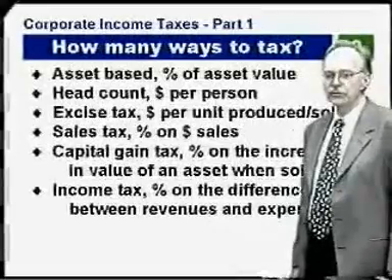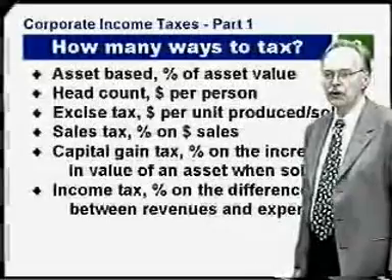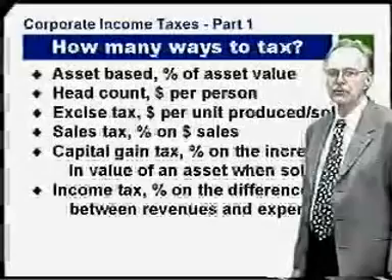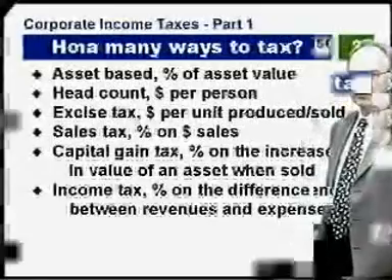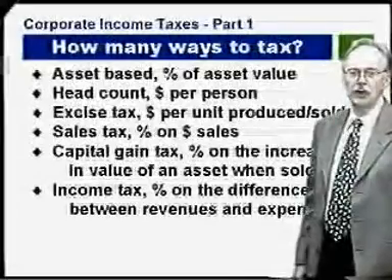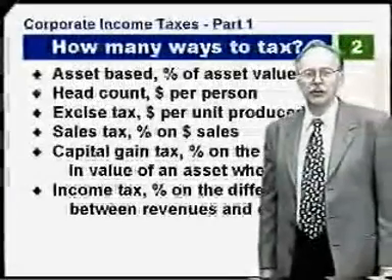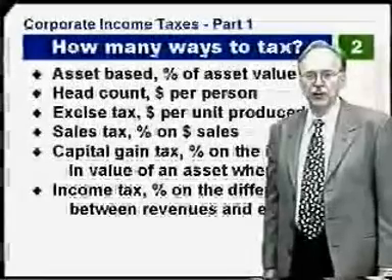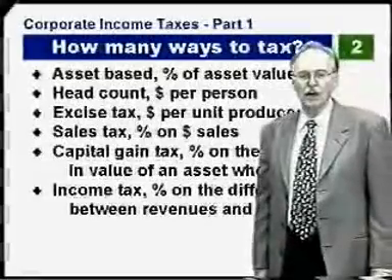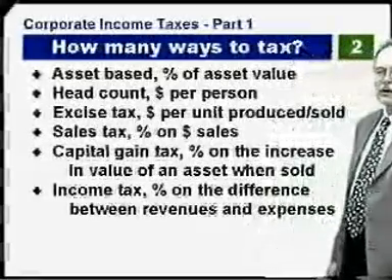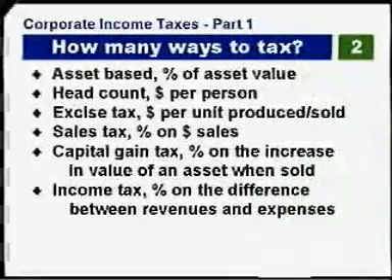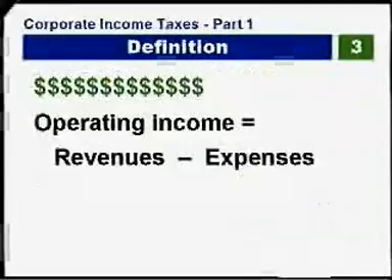Many times, local jurisdictions use the sales tax not only for general operations, but also for special purposes, such as rapid transit. Capital gain taxes are levied on the percent increase in the value of an asset when it's sold. In the United States currently, many people enjoy an exclusion from the capital gain tax once in their lifetime on their primary residence. And last we come to the income tax. That's the percent on the difference between revenues and expenses, and that will be the main subject of this lecture.